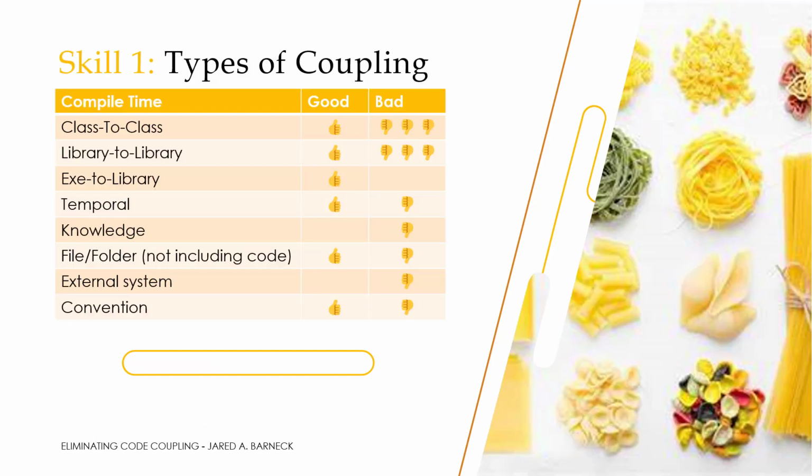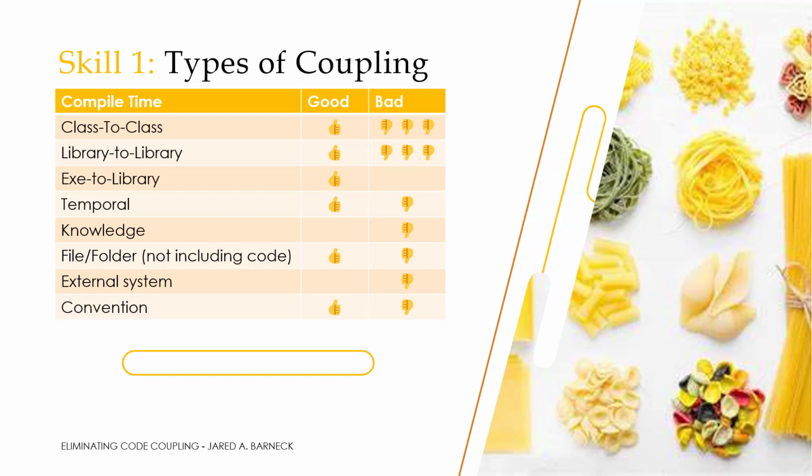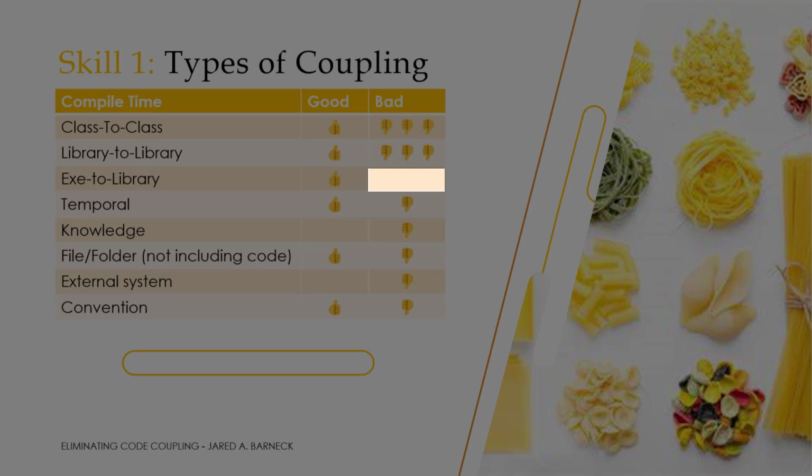So there's many types of coupling: class-to-class coupling, library-to-library coupling, exe-to-library, temporal coupling, knowledge coupling, file and folder coupling, external system, and convention. As you look, we've marked which of these are mostly good and mostly bad. As you can see, coupling usually is bad. Class-to-class coupling is almost always problematic in code. Library-to-library coupling usually leads to spaghetti dependency chains, whereas exe-to-library, notice that's good. That's exactly how things are supposed to be.